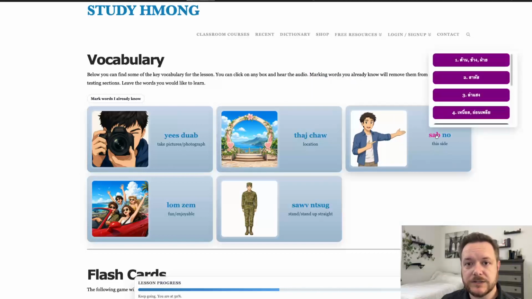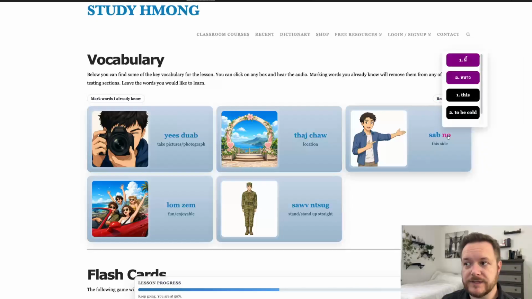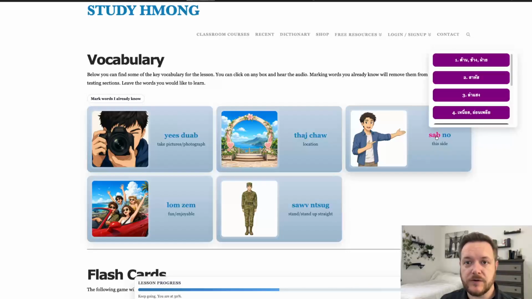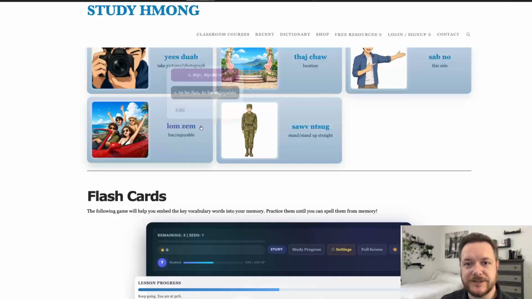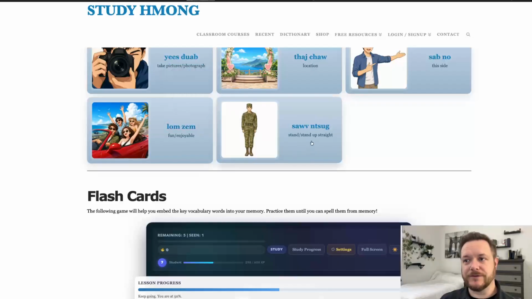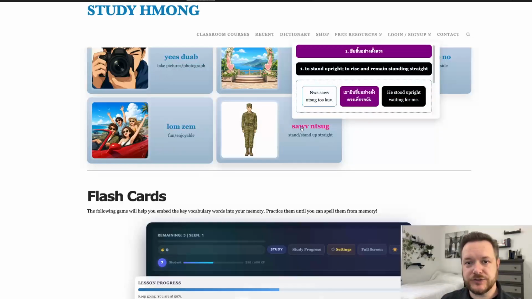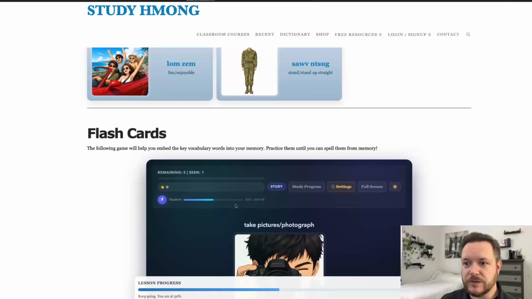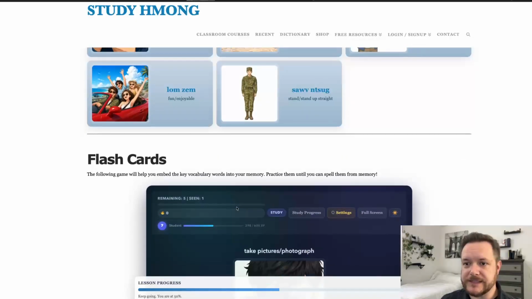Sha no. Sha means side, no means this. So you could say sha no, sha to, like that side over there, etc. Loger is a good word to know. It means fun, enjoyable. And then for stand up straight, shao ju. So those are our keywords for the lesson.